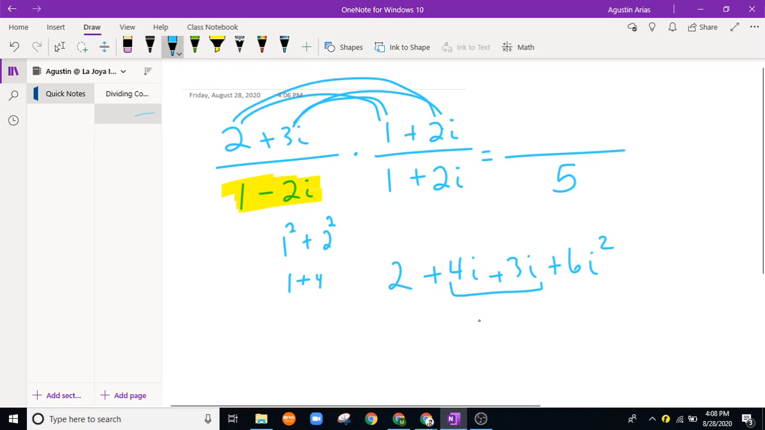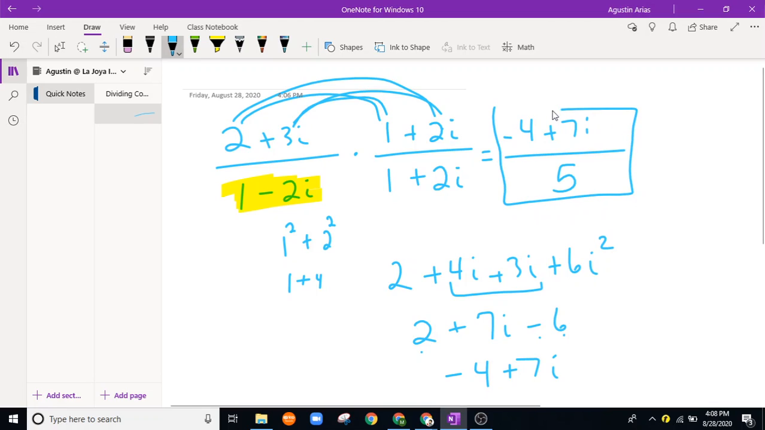Now combining like terms, 4i plus 3i is 7i. This i squared is going to become a minus 6. And you have a 2 in the front, so it's going to be 2 minus 6. So minus 4 plus 7i. So negative 4 plus 7i. Now, is there something that divides all three numbers, the 4, the 7, and the 5? Nope. I am done. And that's it.